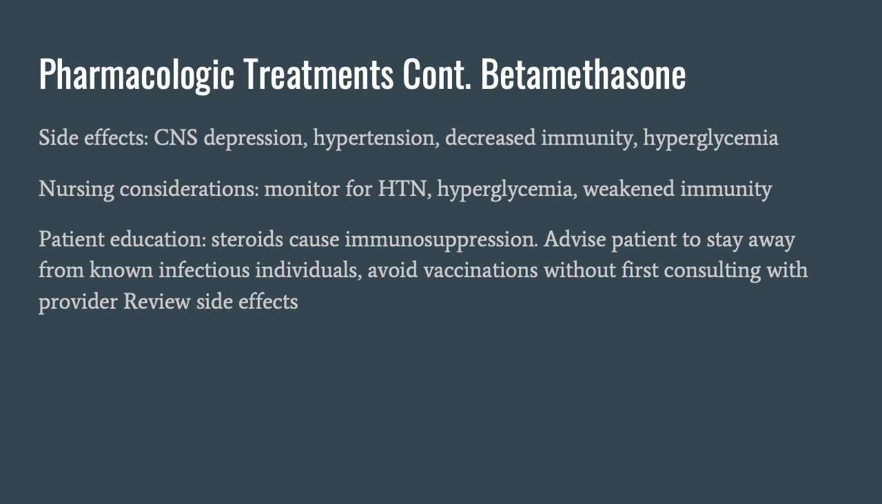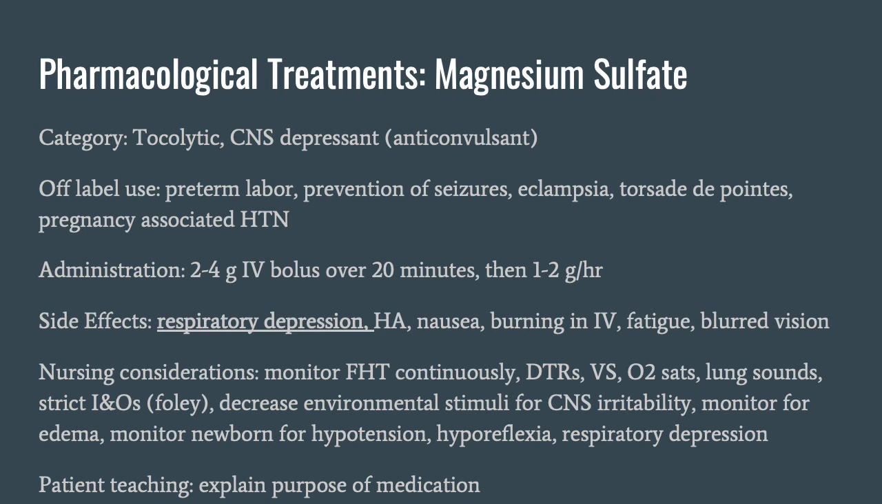Some things you want to watch for: monitor for hypertension, hyperglycemia, and weakened immunity when they're on betamethasone. Because of the weakened immunity, you want to advise the patient to stay away from known infectious individuals. Avoid vaccinations without first consulting with the provider. And you also want to review side effects of betamethasone.